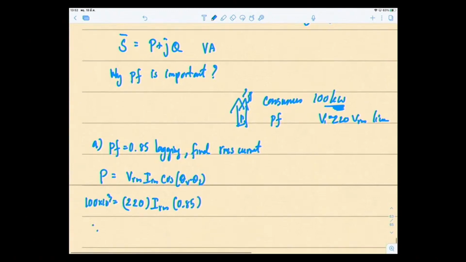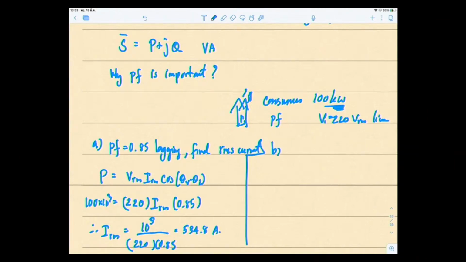So therefore, you will end up with the current equal to 10 to the fifth divided by 220 divided by 0.85, and the answer is 534.8 amps.